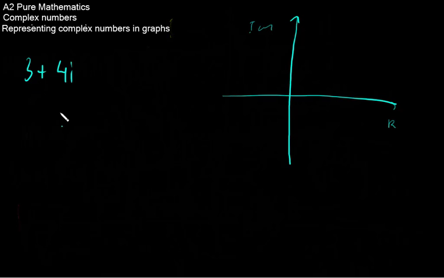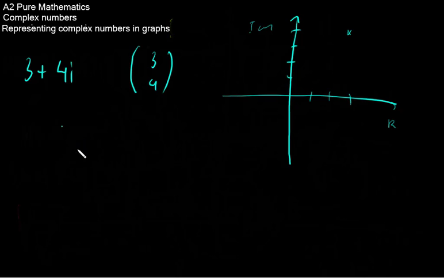Now the real part is 3. So for the real part you get 3 units. The imaginary part is 4i, so that's 4 units. And this is the point of 3 plus 4i. Now this can also be written as a vector, (3, 4). So 3 units to the right and 4 units up.